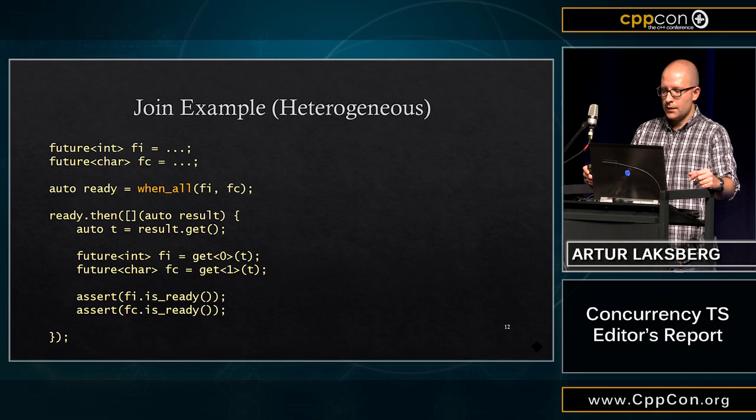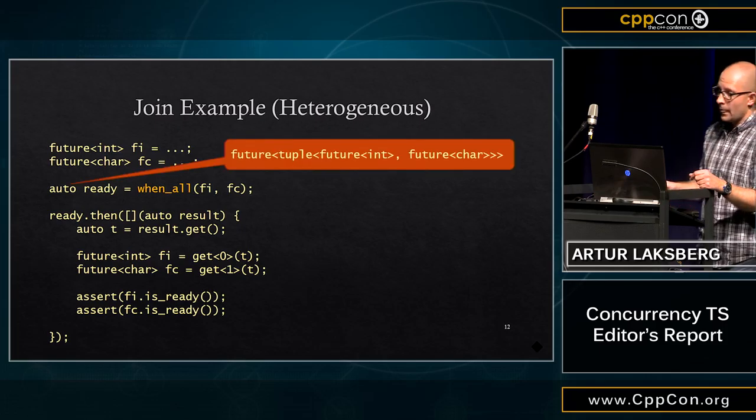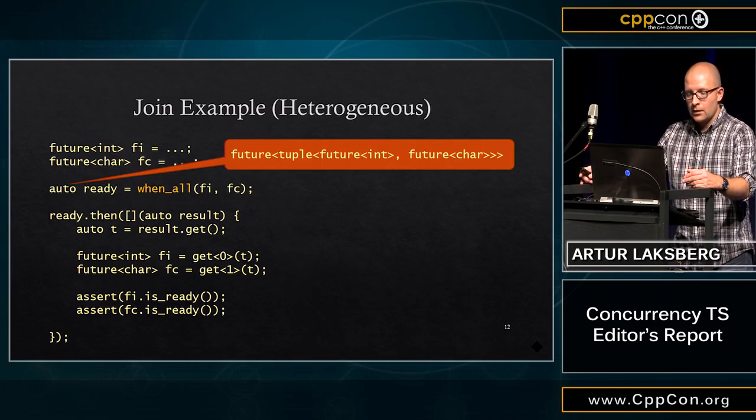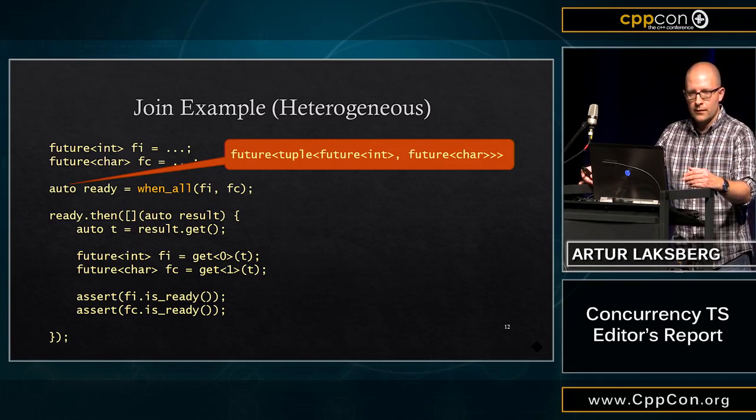This is a heterogeneous example. The return type of when all is a little bit more complicated. Now it becomes a future of a tuple of a future of int and a future of a char. Again, it's a good thing that you don't have to spell it out. You just say auto, and then extracting the value out of that future is very similar to the previous example.